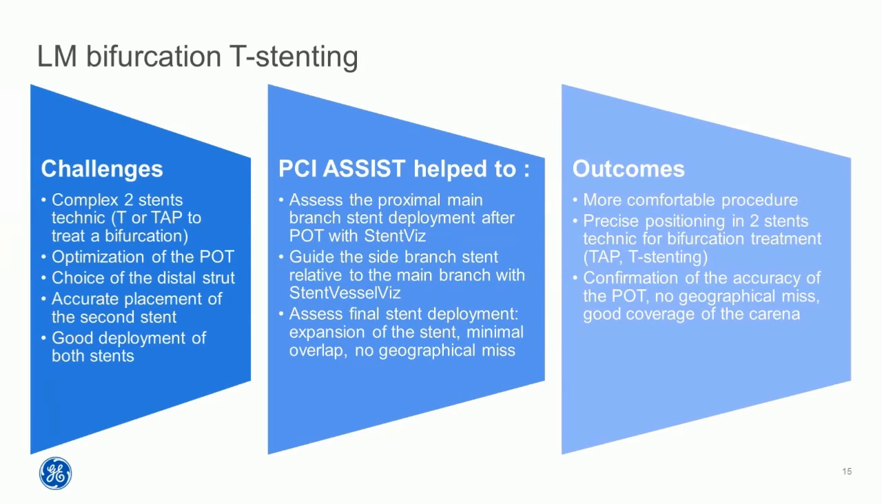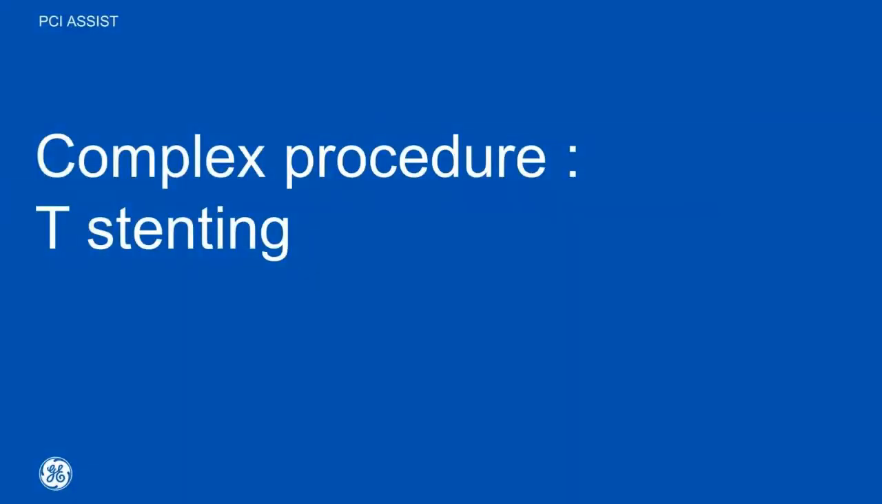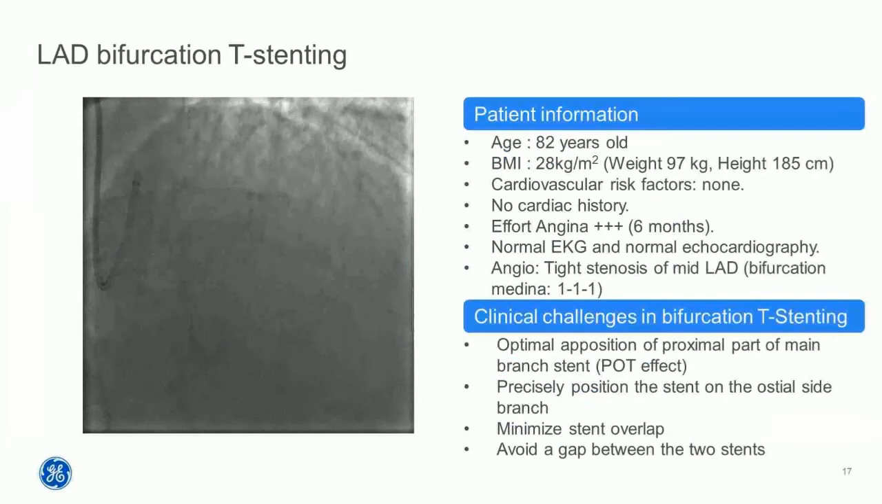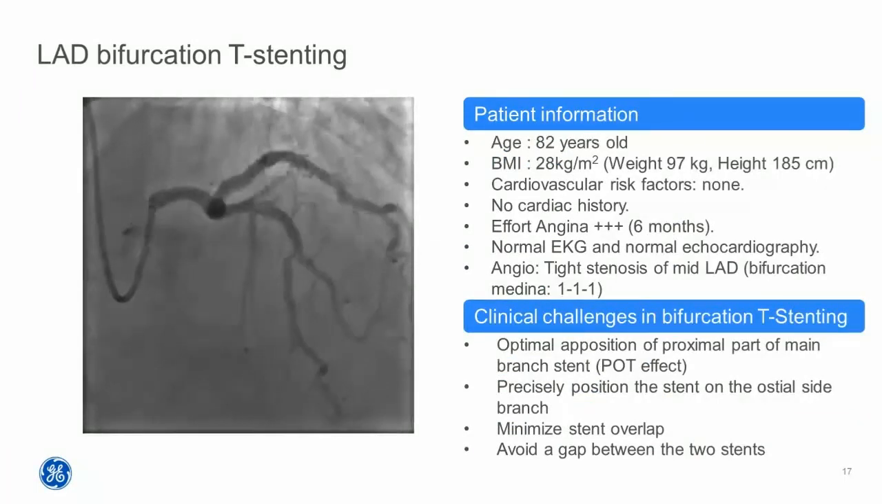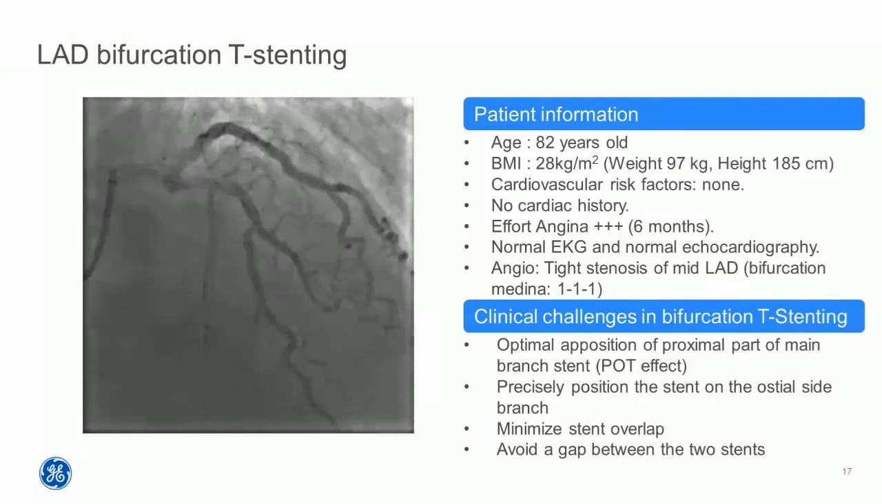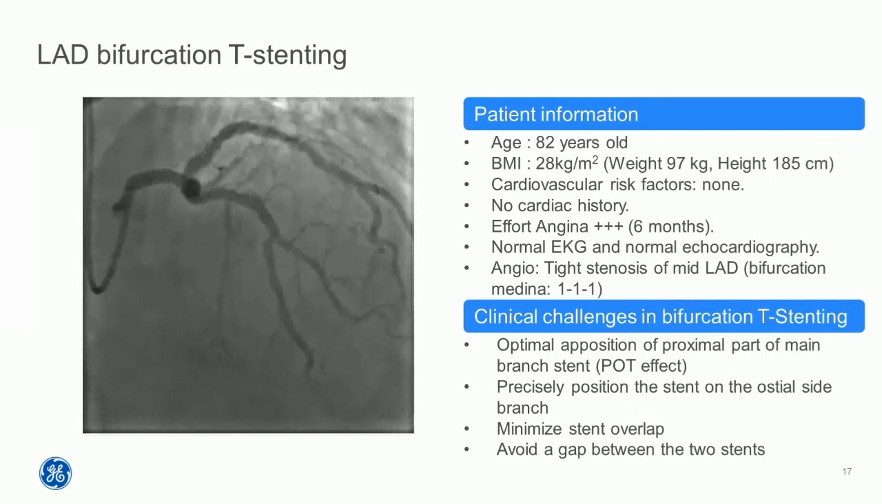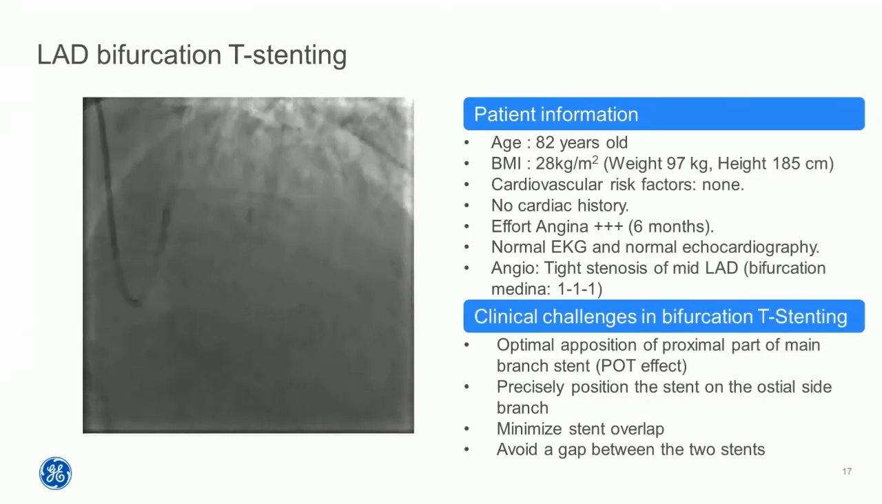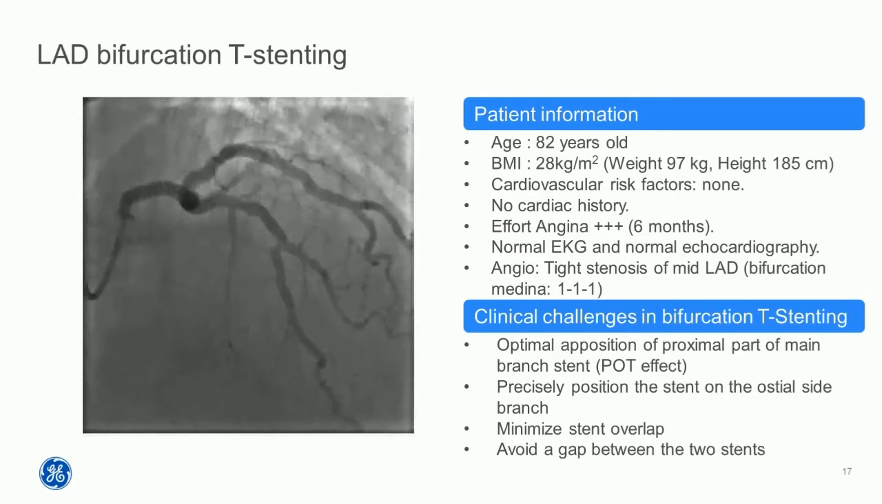And with this tool, it was more comfortable to do this kind of complex case. And we can also look at another case explaining the usefulness of this tool for bifurcation cases. Here, another case with a LAD bifurcation lesion. We also planned to put two stents because both vessels were diseased in this old man.